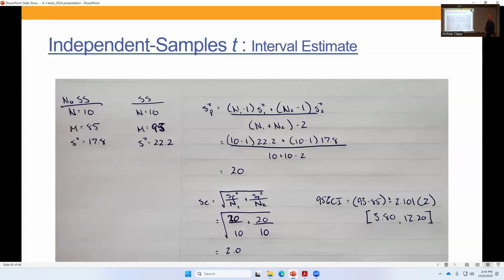T tables are nice for these simple problems. As you start to get more degrees of freedom, you're not going to be able to find some of that on a table. Just go online, go to a critical t value calculator. You punch in your degrees of freedom, whether you have a one or two tail test, and it'll give you the critical value. So here is your critical value for this. You run this out, and we get a lower bound of 3.8 and an upper bound of 12.2 for this particular study.